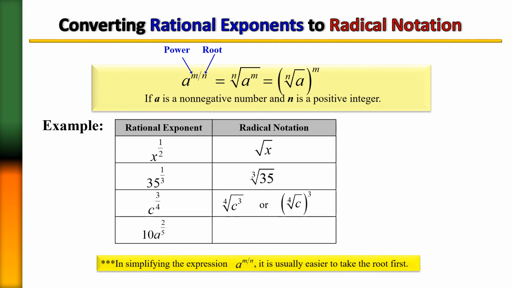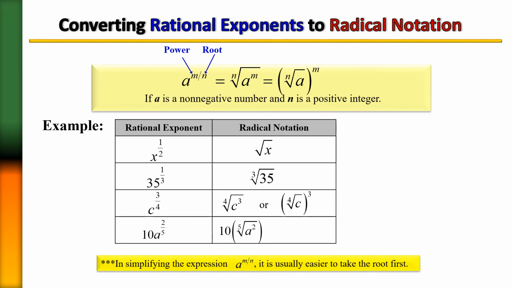So what you have here is 10 times a to the 2/5 power. So it's a to the 2/5 that you're going to rewrite as a radical. And then 10 is just going to be on the outside because it's being multiplied with it. Keep in mind here, we're going to raise that a to the 2nd power. And what type of root will this radical a have? It would have a 5th root. So when you write it in radical notation form, it's going to look like so.